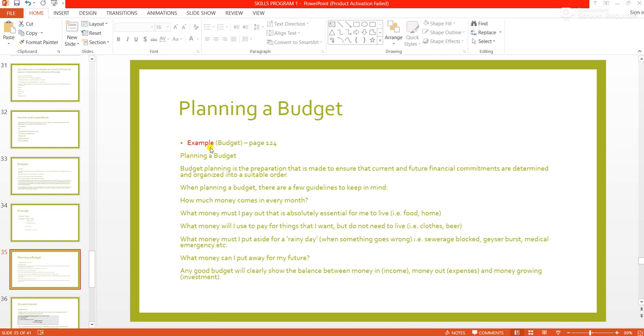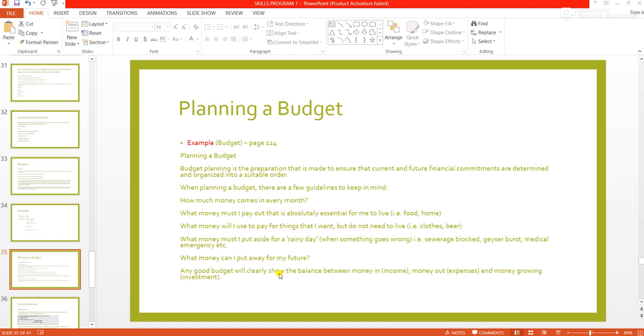Okay, we're done with the example of a budget now, so let's go into planning of a budget. Budget planning is the preparation that is made to ensure that current and future financial commitments are determined and organized into a suitable order. When planning a budget, there are a few guidelines to keep in mind. The first one, you need to know how much money comes in every month.